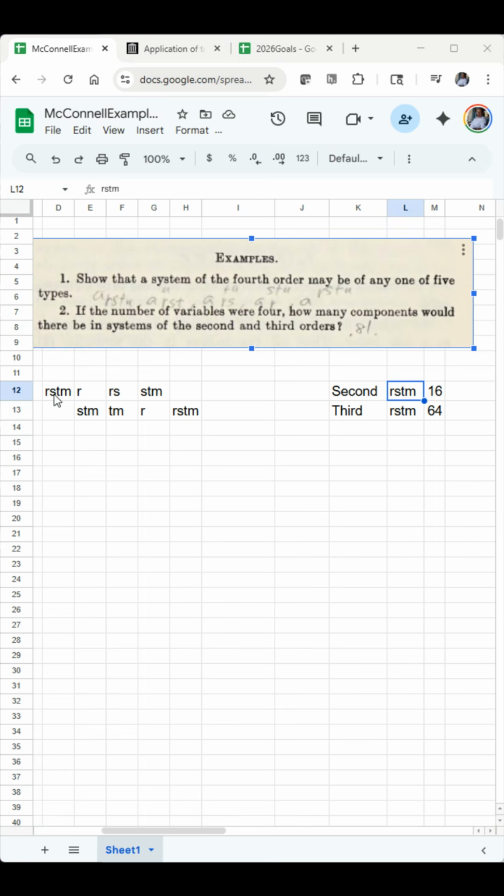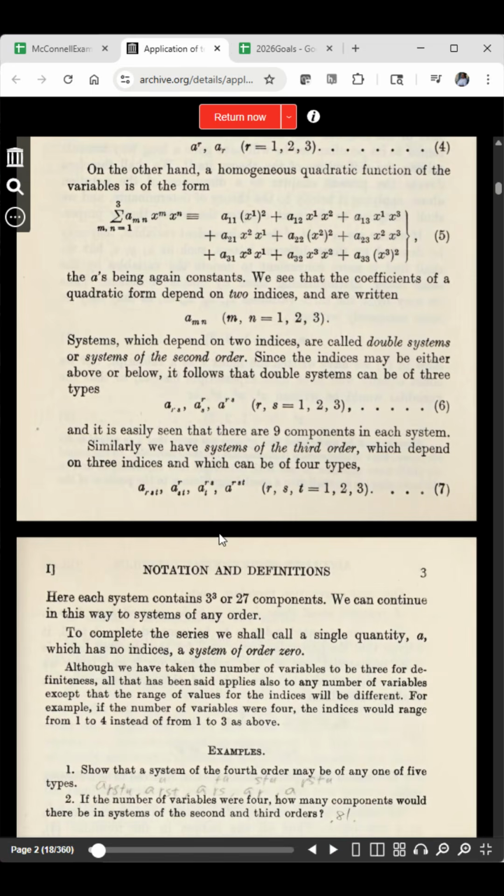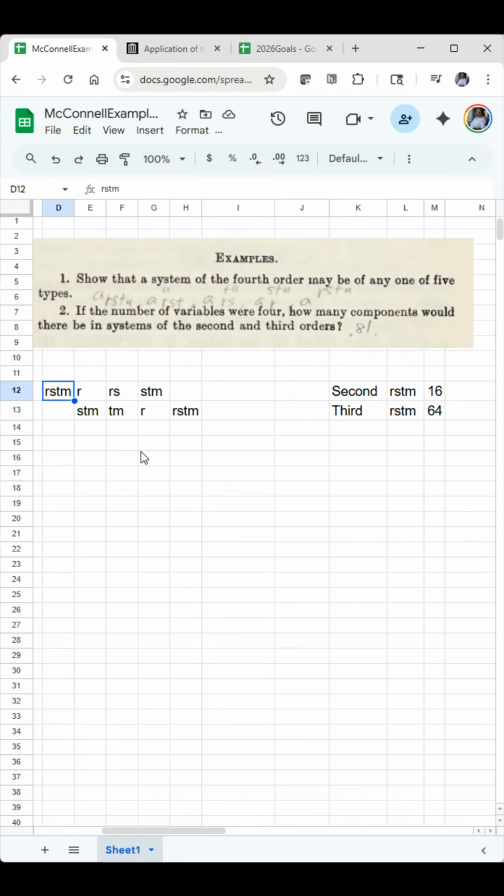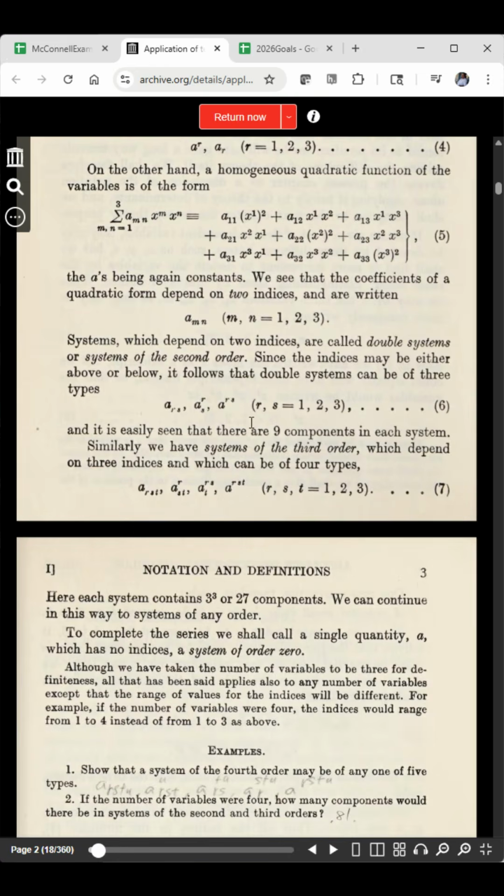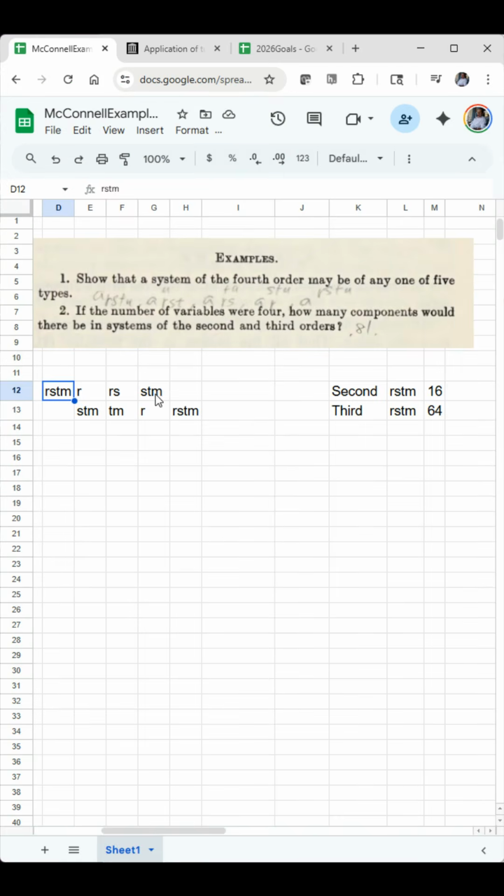Remember, for fourth order, we're going to have four indices. I've labeled them R, S, T, and M. We can have all four indices up. We can have one up and three down. We can have two up and two down. We could have three indices up and one down. If you remember, this is the notation where indices can be either subscript, which is down, or superscript, which is up. And then finally, we can have all four indices down. So that is 1, 2, 3, 4, 5.